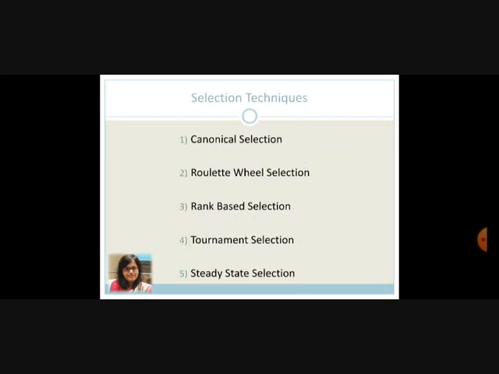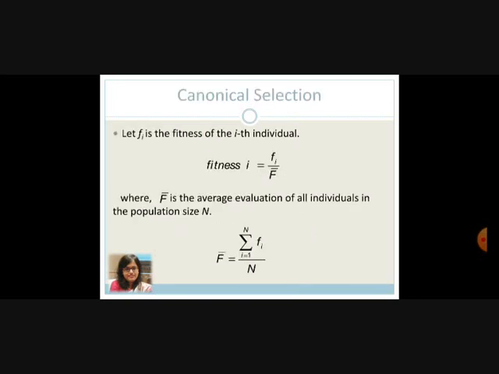The selection techniques are of different types, namely canonical selection, roulette wheel selection, rank based selection, tournament selection, and steady state selection. So first one is the canonical selection.